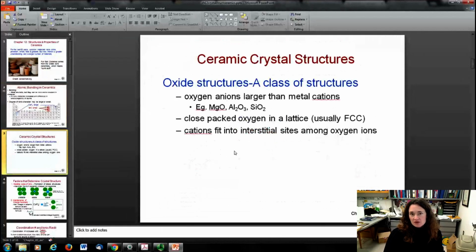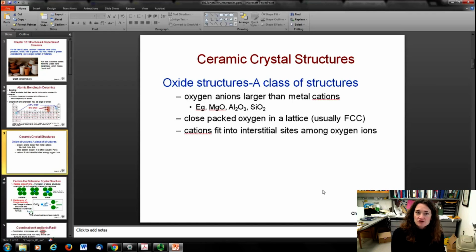The first type of structure that we're going to talk about for ceramics are the class of structures known as the oxide structures. And the typical kind of thinking about these is that you have these oxygen anions, which are larger than the metal cations. For example, magnesium oxide, aluminum oxide, silicon oxide type structures fall into these classes.